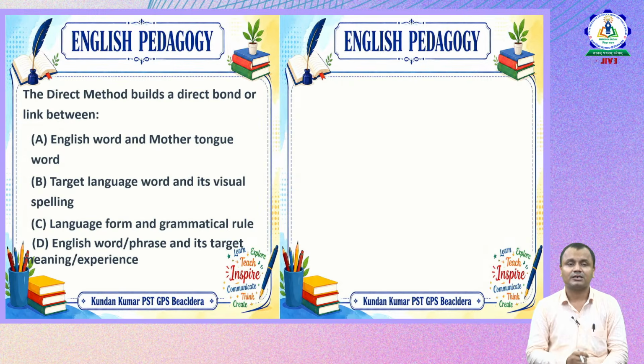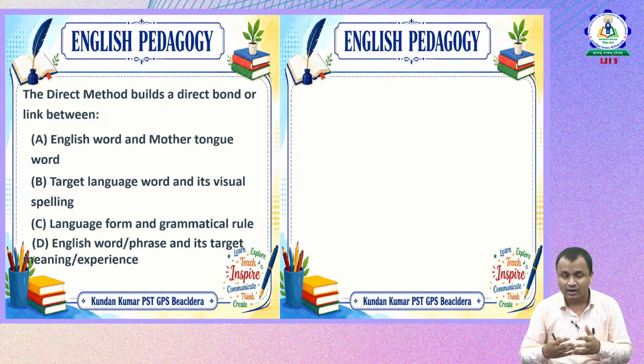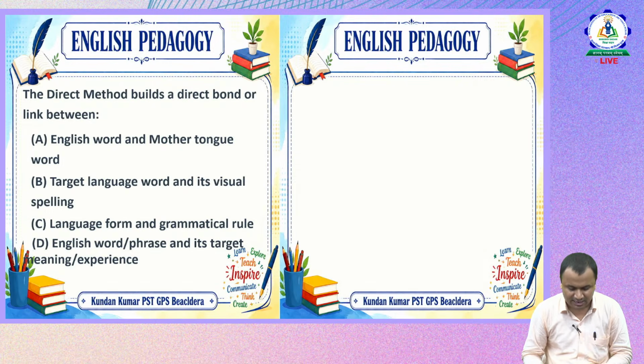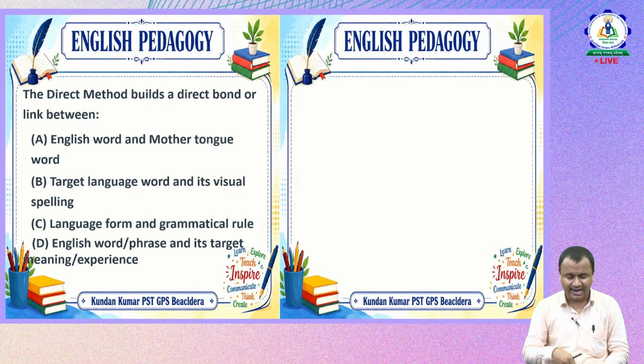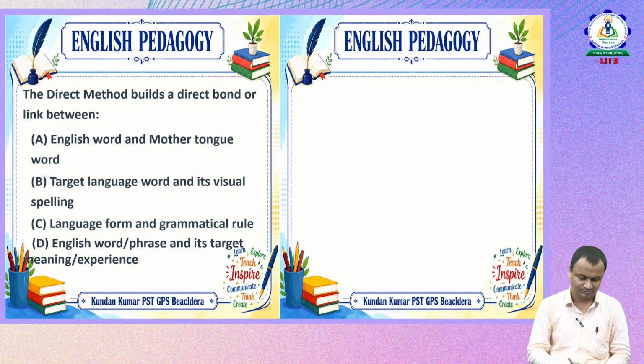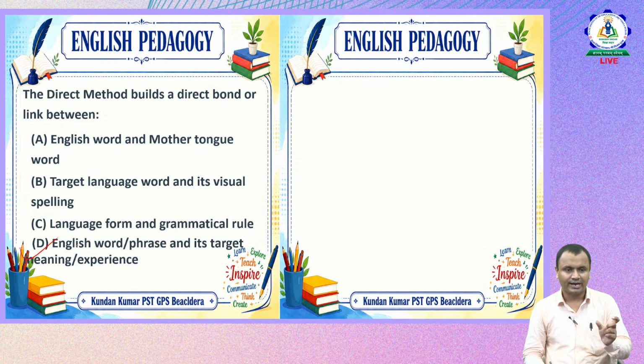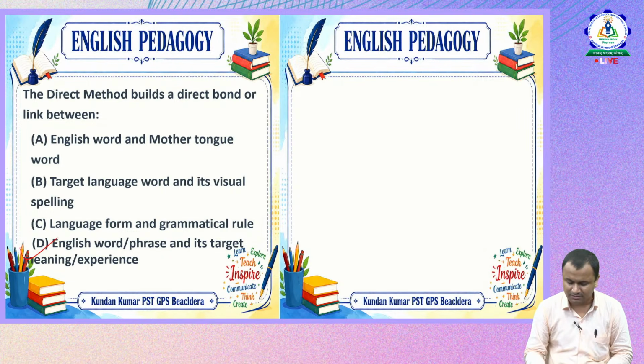The direct method builds a direct bond or link between... The direct method builds a direct relation, a direct bond, between the English word and mother tongue word, target language word and its visual spelling, language form and grammatical rule, English word or phrase and its target meaning and experience. So we try to create a bond between the English word or phrase and its target meaning and experience while teaching through the direct method.